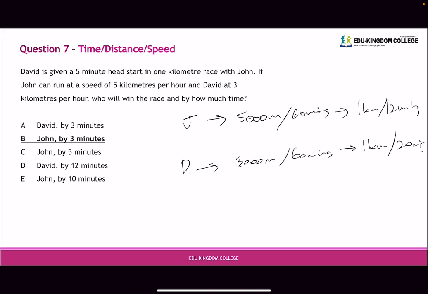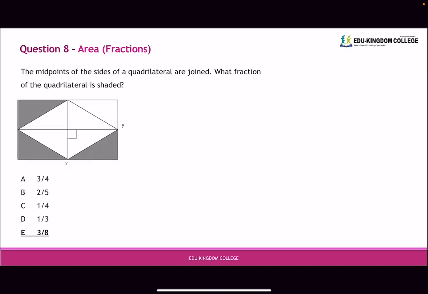So if David's given a 5-minute head start, he will finish in 15 minutes, which means that John will still finish 3 minutes ahead of him. This question is not too hard. We have 8 triangles that are equal in size. Okay, 3 of them are shaded in, so it should have been 3 out of 8.